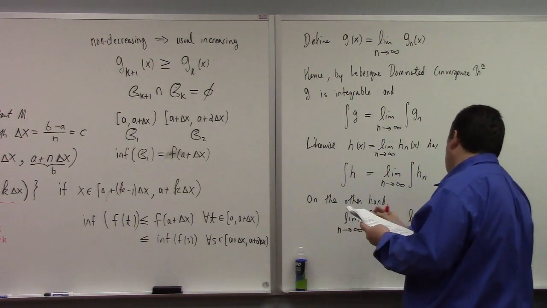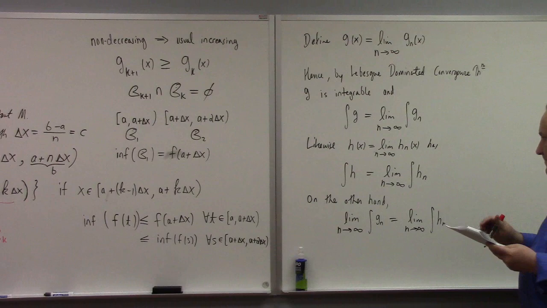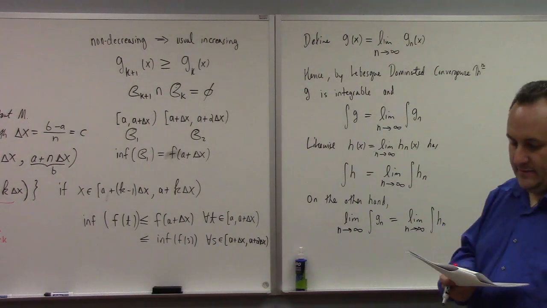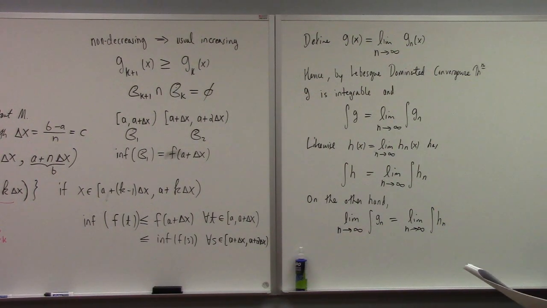But he's like, the limit as n goes to infinity of the gn's is equal to the limit as n goes to infinity of the hn's, right? The idea here is, because the integral is unique.